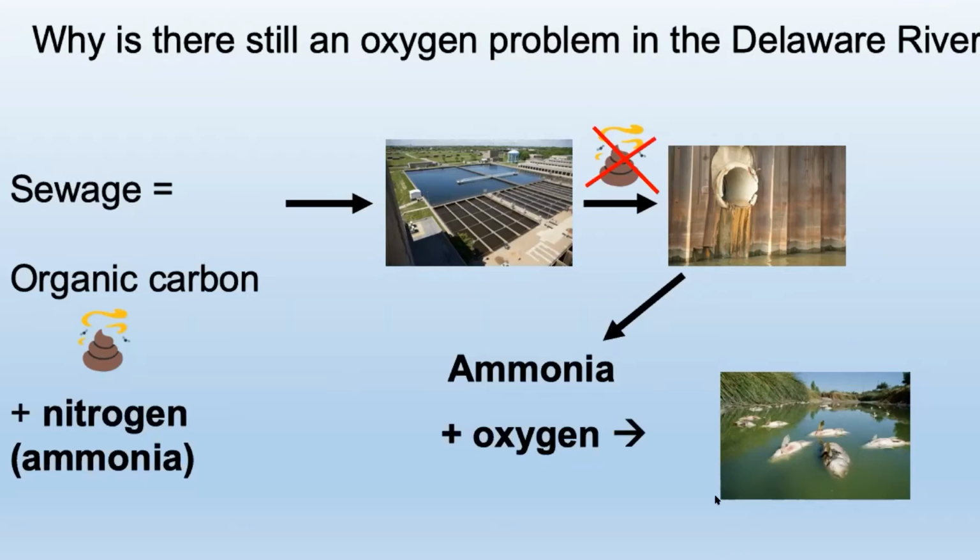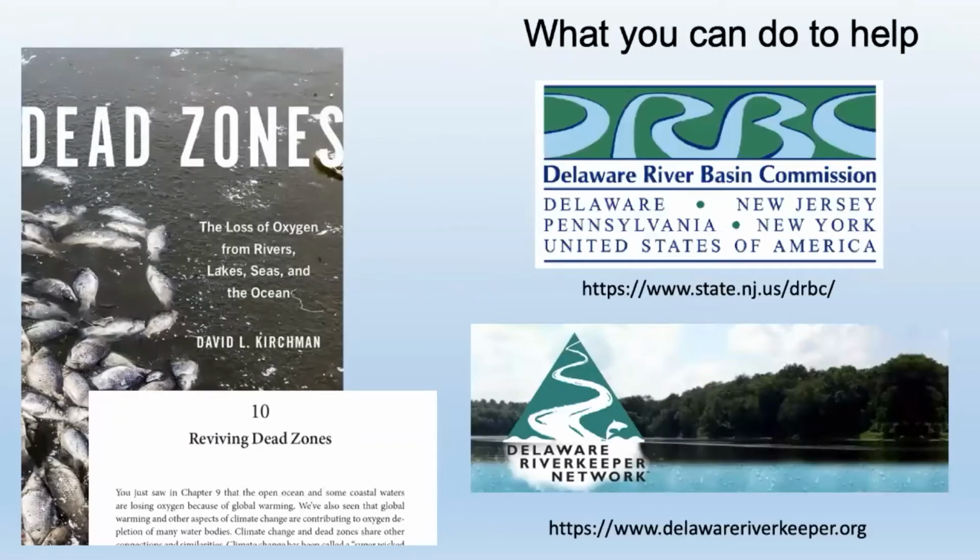It may not be down to dead zone levels as illustrated by this picture here, but it's down to levels that are too low for many species to really thrive and proliferate. So that's really what I have to say.